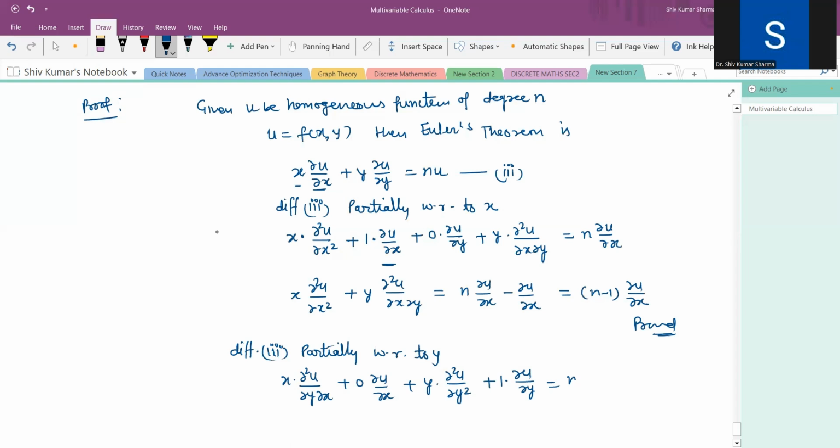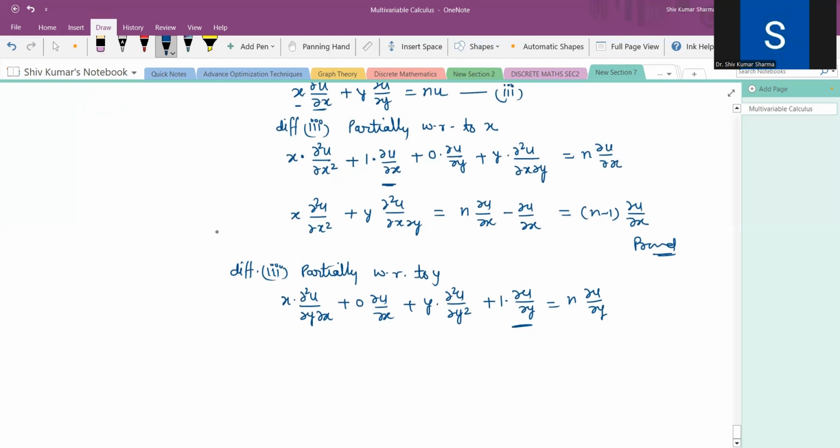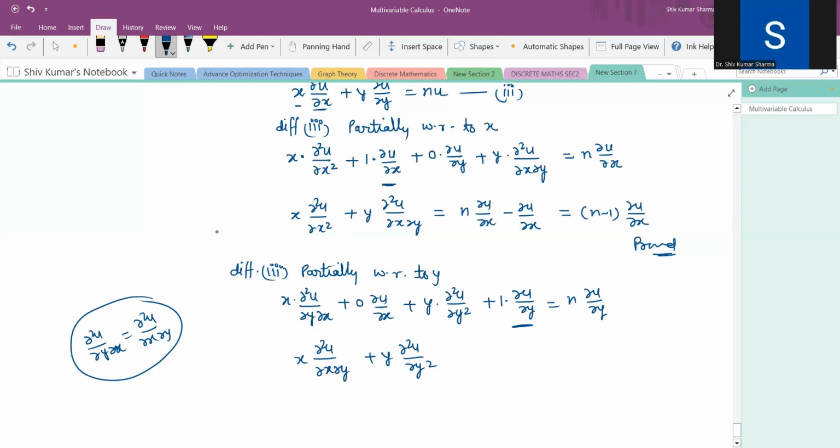So this is equal to n ∂u/∂y. Same, we take ∂u/∂y to the RHS, and we have ∂²u/∂y∂x equal to ∂²u/∂x∂y. Okay, so we write x ∂²u/∂x∂y + y ∂²u/∂y² = n ∂u/∂y − ∂u/∂y. So this gives us (n−1) ∂u/∂y. So this is our second corollary.